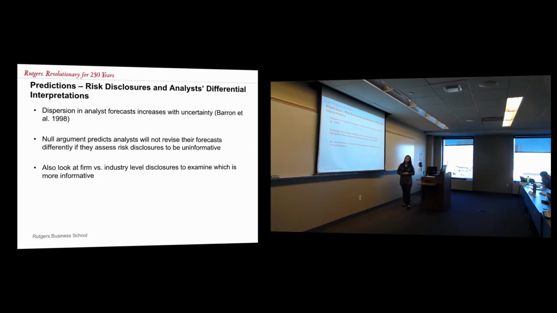And then they also partition their sample into firm versus industry to see which one is more informative. They hypothesize that industry-level risk disclosures are going to be more informative because disclosures at the firm level are going to be more boilerplate. And why is that? Well, that could be because entities may have the perception that if they provide specific information about their firm, this is somehow going to give away their competitive advantage or confidential information that is not yet available to the public.